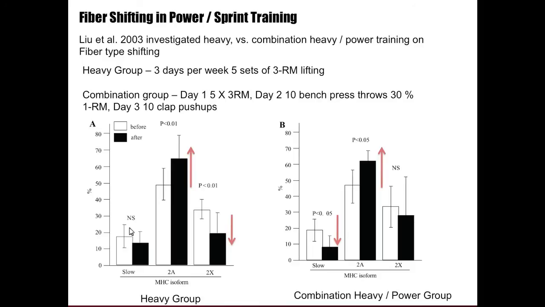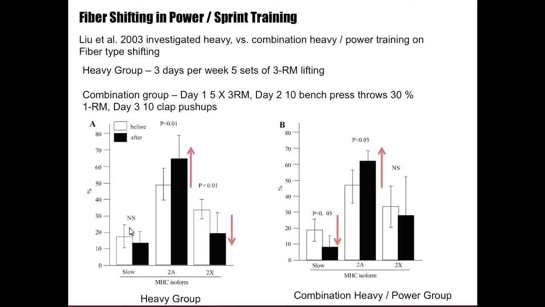However, Liao in 2003 showed that you could actually interconvert the type slow fibers to the fast twitch fibers. So we had one traditional group where they lifted heavy, so they did 5 sets of 3 RM lifting. So that's the graph over to the left, the heavy group. And they lifted this way for several weeks. What I want you to notice is that the 2A fibers go up and the 2X go down. What does this suggest? This suggests interconversion, that 2X is turning 2A.